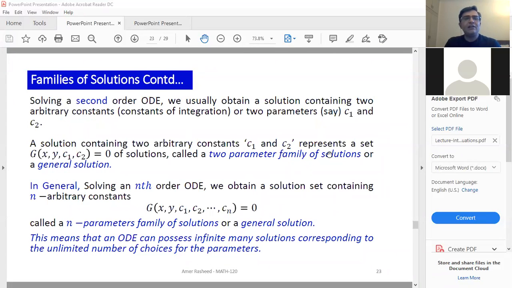Similarly, we can have two parameter family of solutions, three parameter family of solutions, and in general, n parameter family of solutions. So how can we obtain a two parameter family of solutions? If we solve a second order ODE, ordinary differential equation, it will involve two constants of integration.